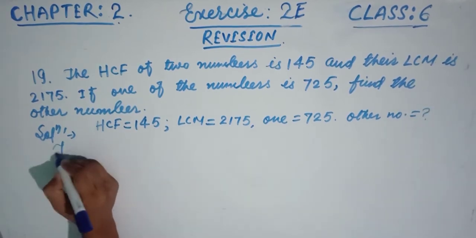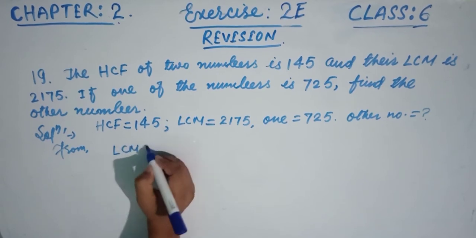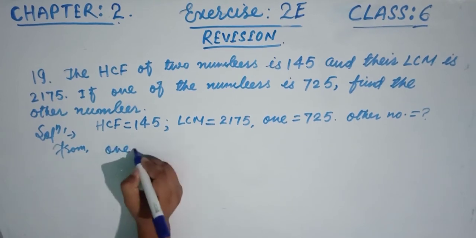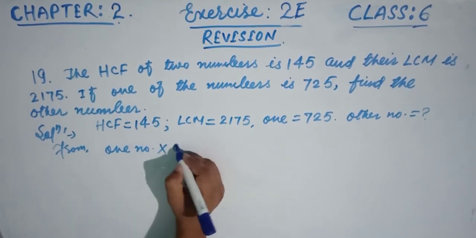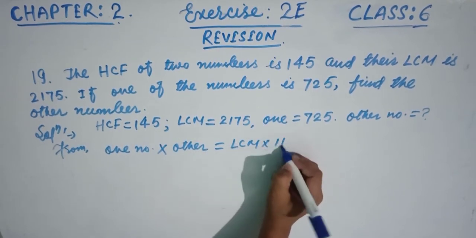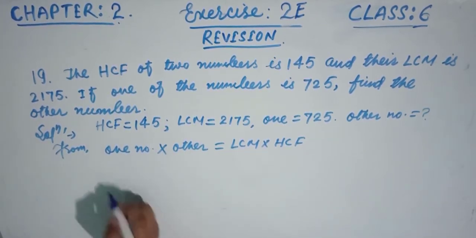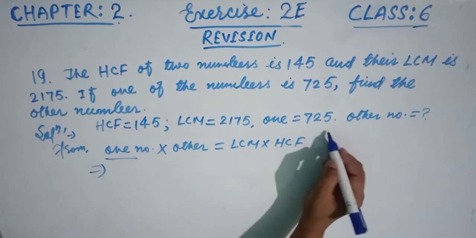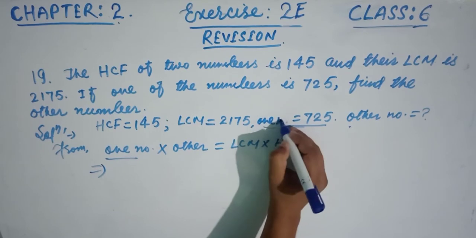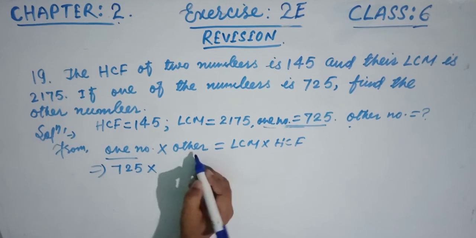Now from the formula, friends, if you remember, one number multiplied by the other number is equal to LCM multiplied by HCF. We can write this on the left hand side or the right hand side, it does not matter at all. So one number is given, friends, one number is 725 and we have to find the other number.